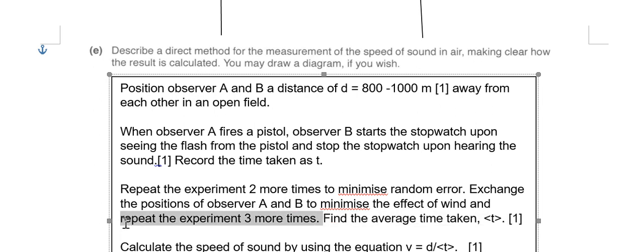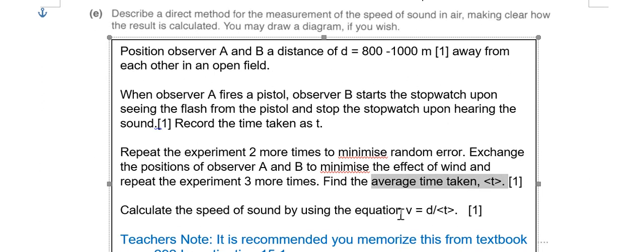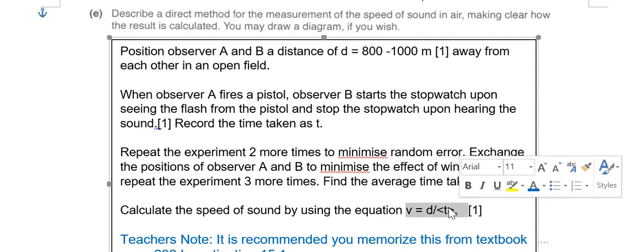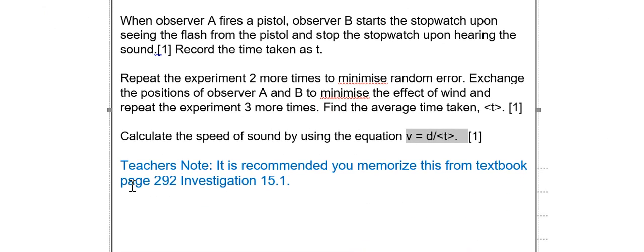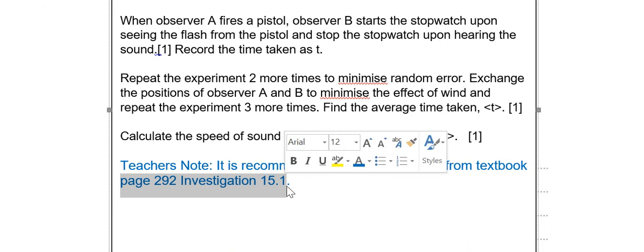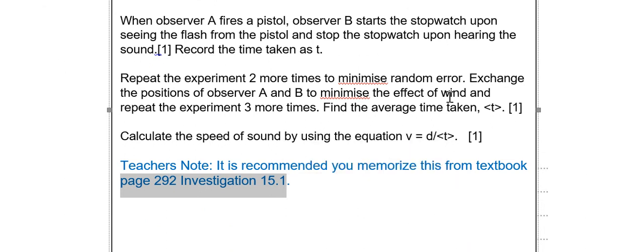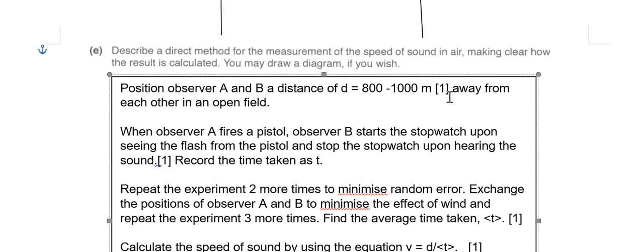Repeat 3 more times, because you have 3 times in one direction and then 3 times in the opposite direction. That means when A and B swap, we do 3 more times. Find the average time taken, and of course the speed of sound calculation is this. If you don't know where this experiment is in your textbook, you can refer to textbook page 292, investigation 15.1. So these were very easy 4 marks if you had memorized this. And it's not difficult to memorize, it's quite straightforward.